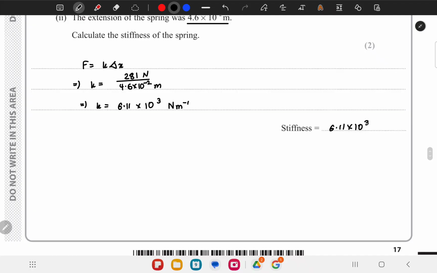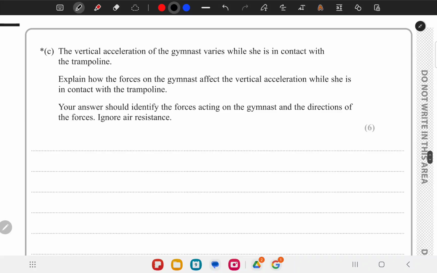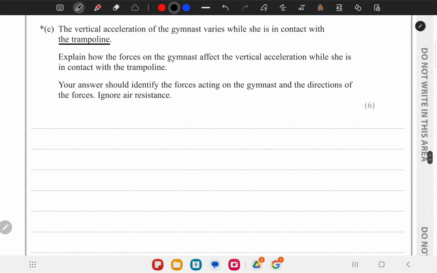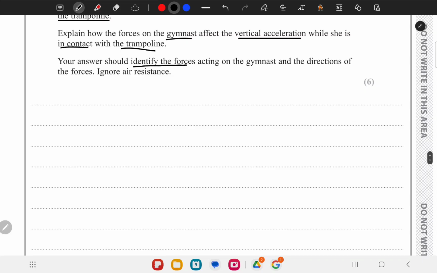6.11 into 10 cube Newton per meter. This is the stiffness. Now we have our 6 marker over here. We are told that the vertical acceleration of the gymnast varies while she is in contact with the trampoline. We have to explain how the forces on the gymnast affect the vertical acceleration while she is in contact with the trampoline. We have to identify the forces and direction of the forces on the gymnast.